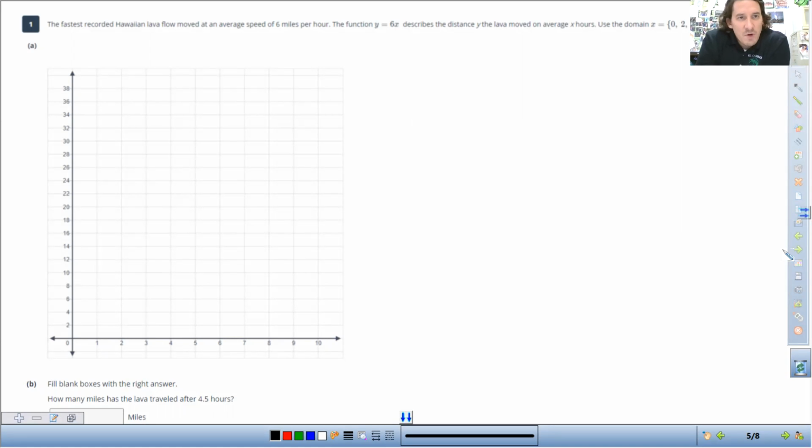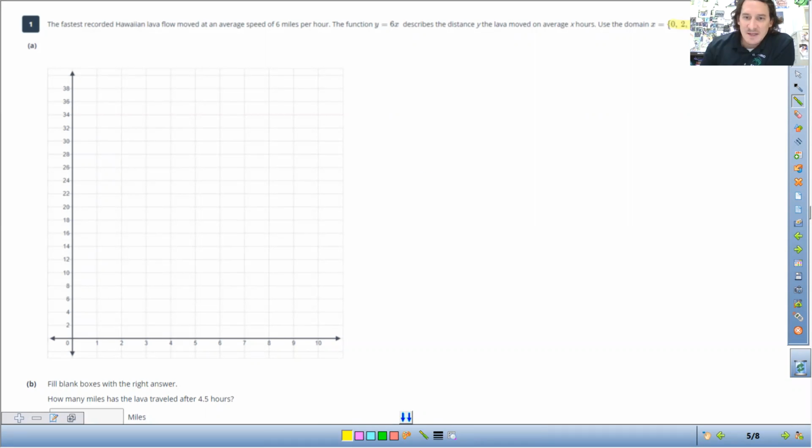The fastest recorded Hawaiian lava flow moved at an average speed of 6 miles per hour. The function y equals 6x describes the distance y the lava moved on average in x hours. Use the domain x equals 0, 2, 4, 6 to graph the function. So it's important we use this domain. So these are going to be the x values.